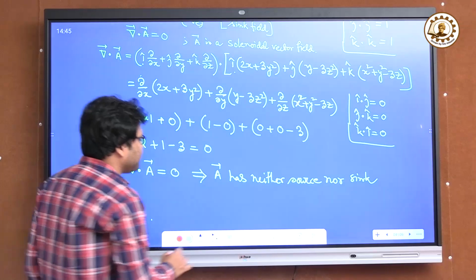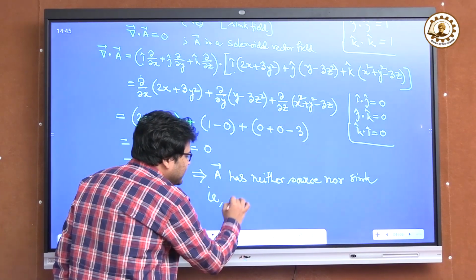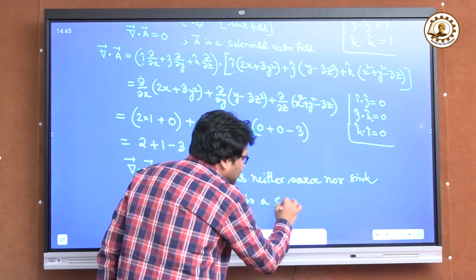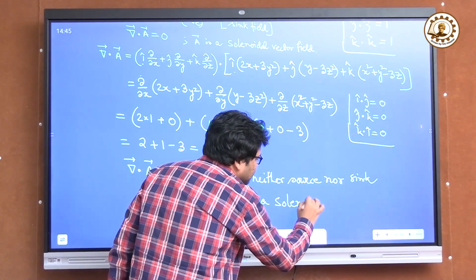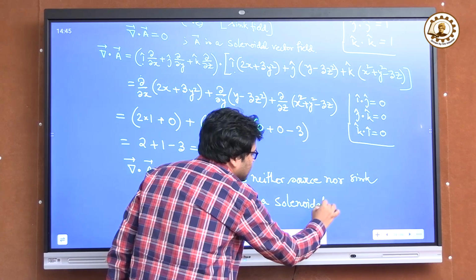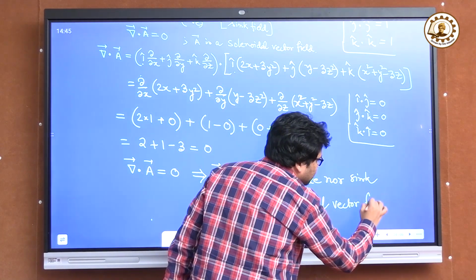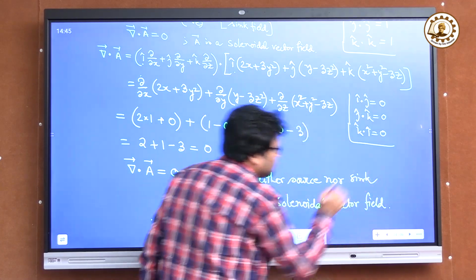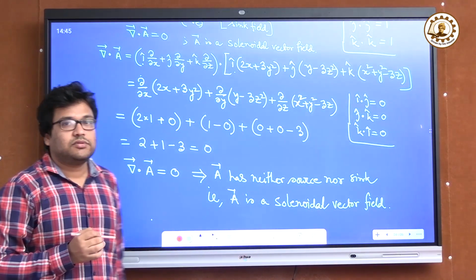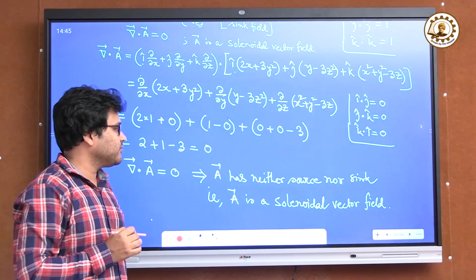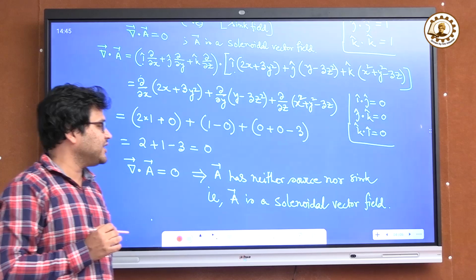That means A vector is a solenoidal vector field. So here we have shown that A vector has no source or sink field. It is simply a solenoidal field.